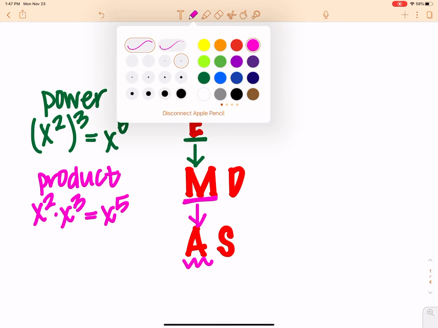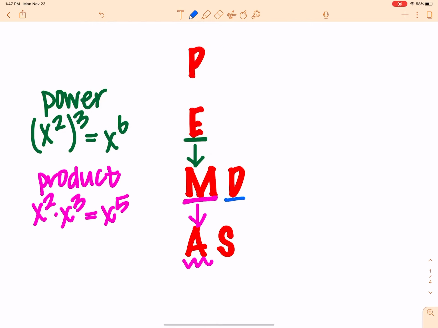And the one you guys are pretty good at is your division rule. So if we are just dividing, this is called your quotient rule, then we look down and we're going to subtract those 2 numbers. So 5 minus 3 is 2. But like I said, that one you guys are pretty good at. It's the ones on the left-hand side that you guys confuse a lot. So please know the difference.